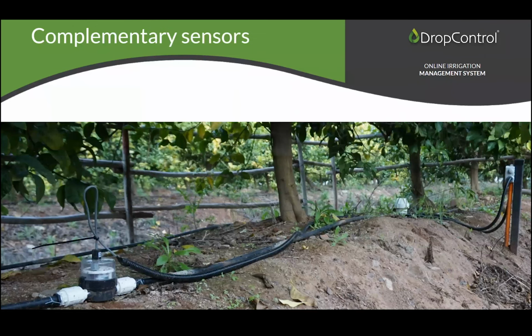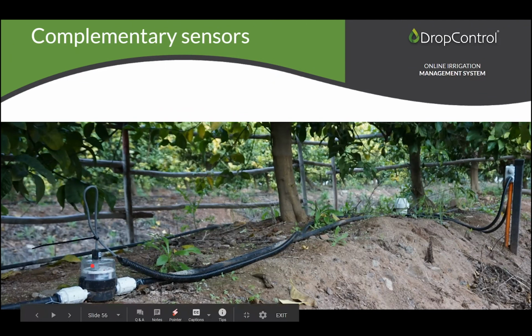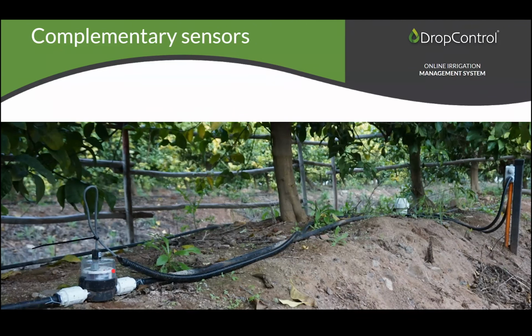And then add potential complementary sensors, like the ones that I showed at the beginning: plant sensors, flow meters, pressure switches, other sensors that will complement ET, that will complement the soil moisture data for a better understanding.